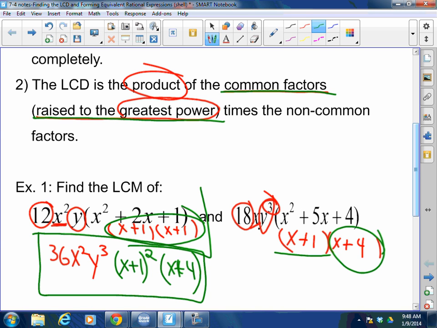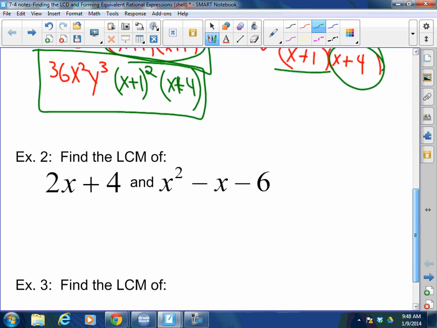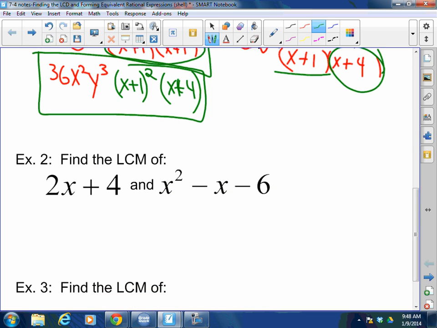Yes? All right, let's see another one. Find the LCM. Okay, let's factor this. I factor out a 2 and I get x plus 2. And here I factor out, this is going to be x minus 3 times x plus 2. Is everyone with me so far? Just pretend these are denominators if you want. I'm just showing you how to write the least common multiples together.